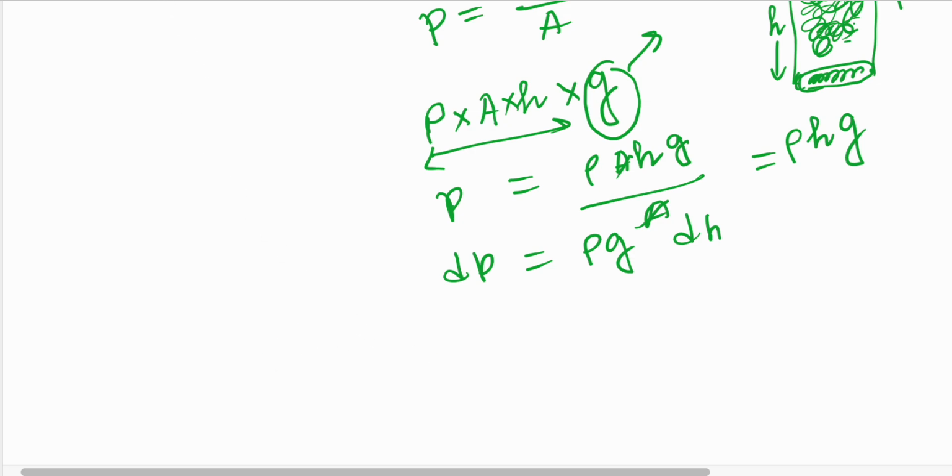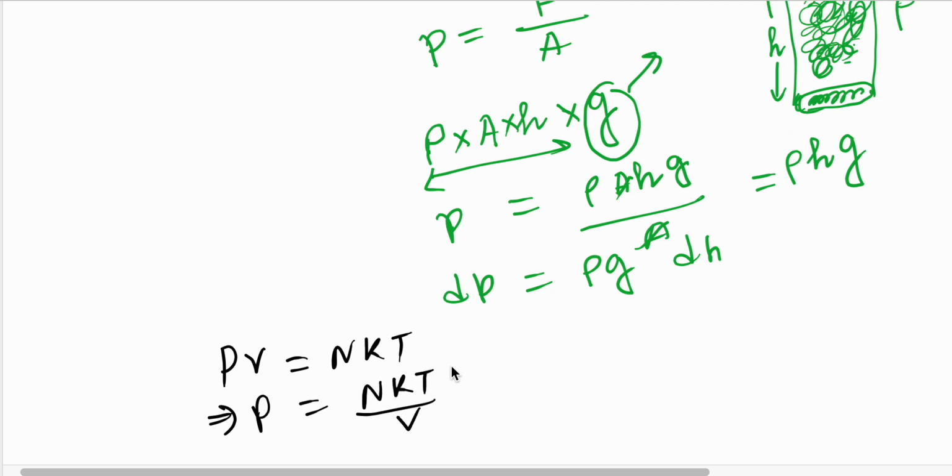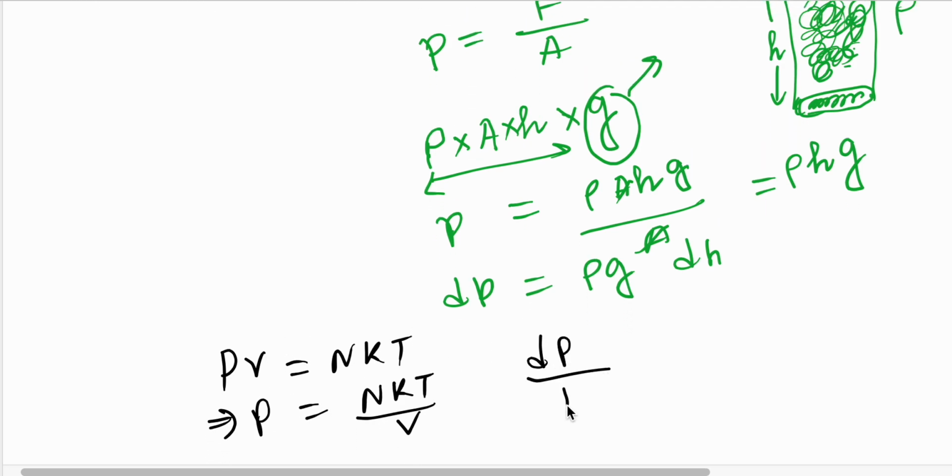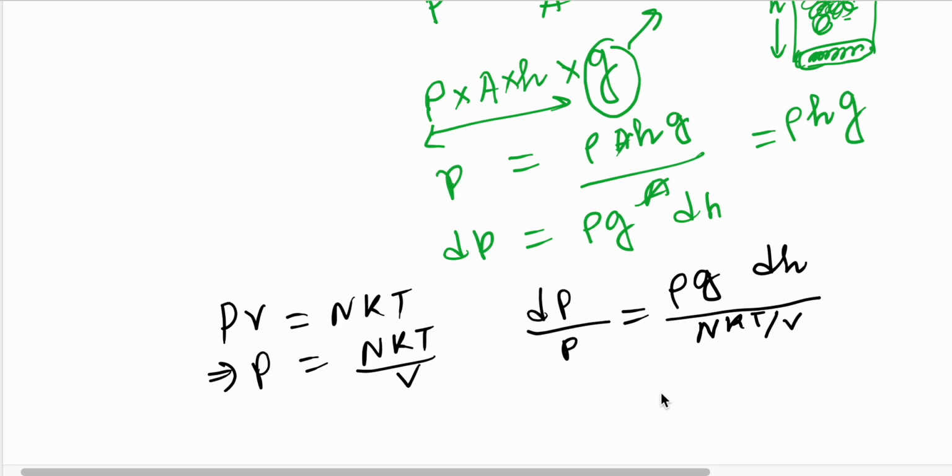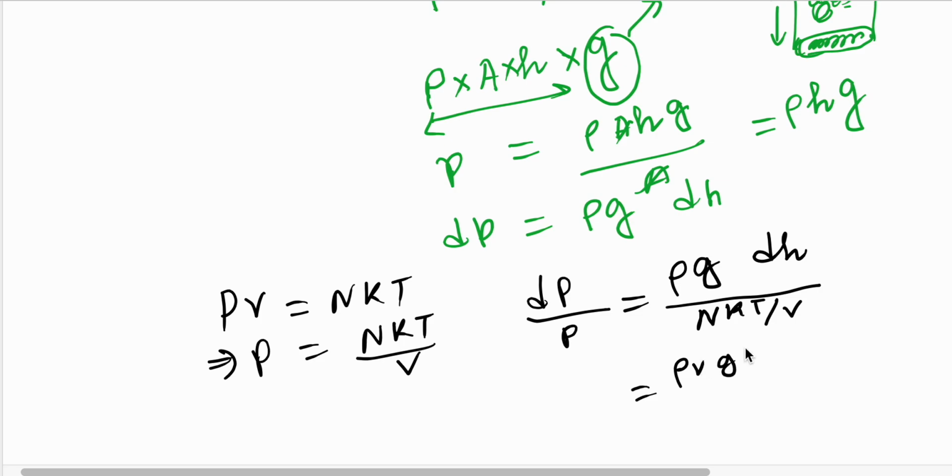We know that PV equals NKT. That means P equals NKT by V. Then dP equals rho g dH. P will be NKT by V, so rho V into g by N dH by KT.